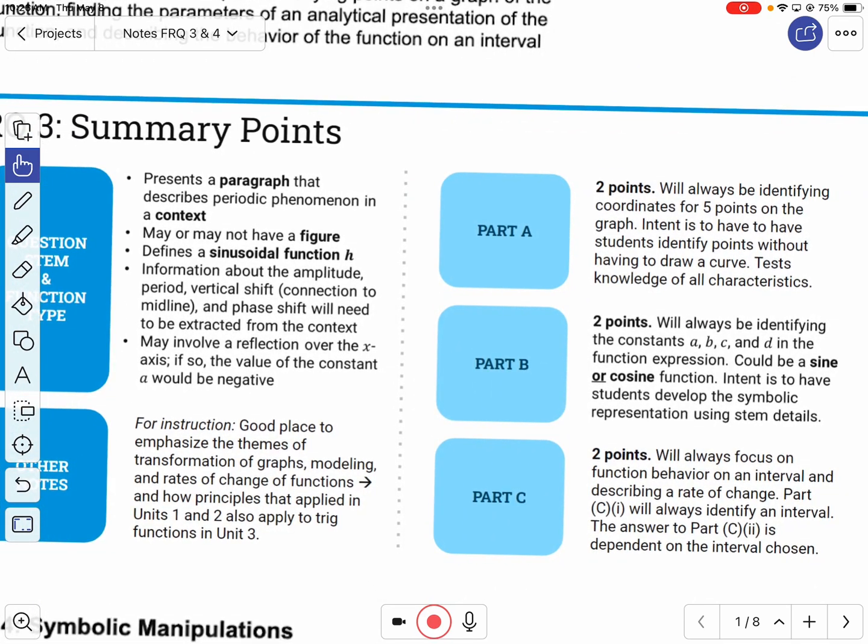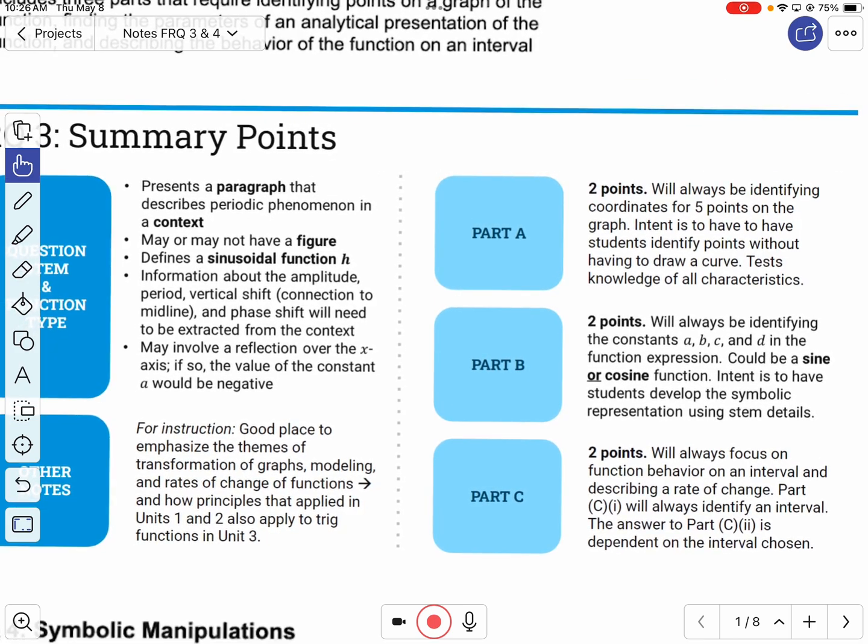Part A will always be identifying the coordinates for the 5 points. It will be 2 points. You get 1 point for getting all the x coordinates correct. You get 1 point for getting all the y coordinates correct, okay? So you can miss the x coordinates and get the y's, and vice versa, you can get the x's and miss the y's, okay? But if in the process you miss 1 x, you don't get the point of the 5, okay? So just as a heads up for that when scoring it.